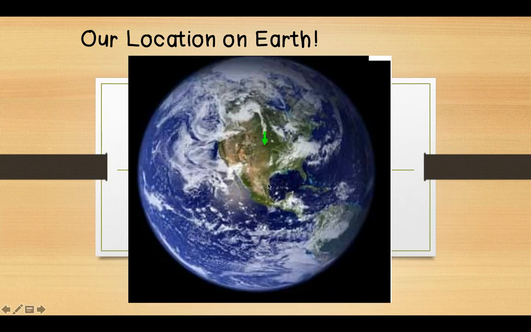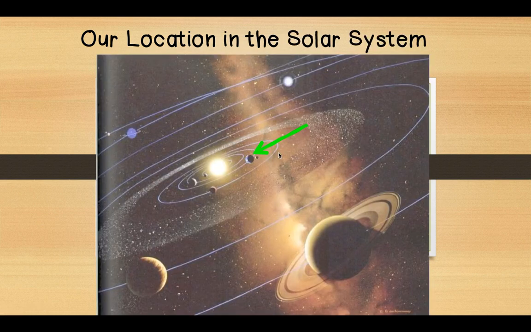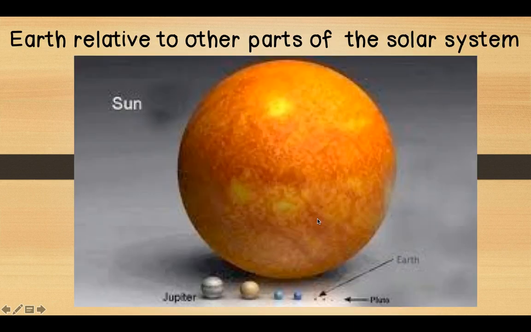Here is approximately our location on Earth, part of the North America continent. You can see the rest of our globe. So that's Earth. Here's our location in the solar system. You can see the Earth, third planet from the sun, and different planets around us. That's our solar system.